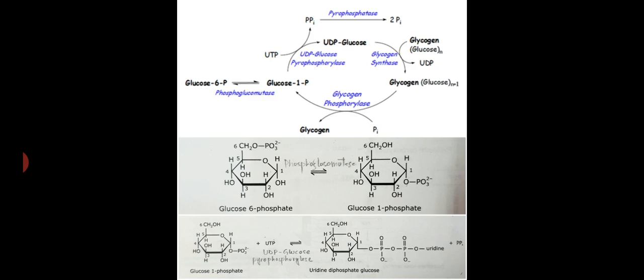Glycogen is synthesized from glucose 6 phosphate. Glucose 6 phosphate is first converted into glucose 1 phosphate by the enzyme phosphoglucomutase. Glucose 1 phosphate is then converted into an activated form, UDP glucose, that is uridine diphosphate glucose, which can be incorporated into glycogen.